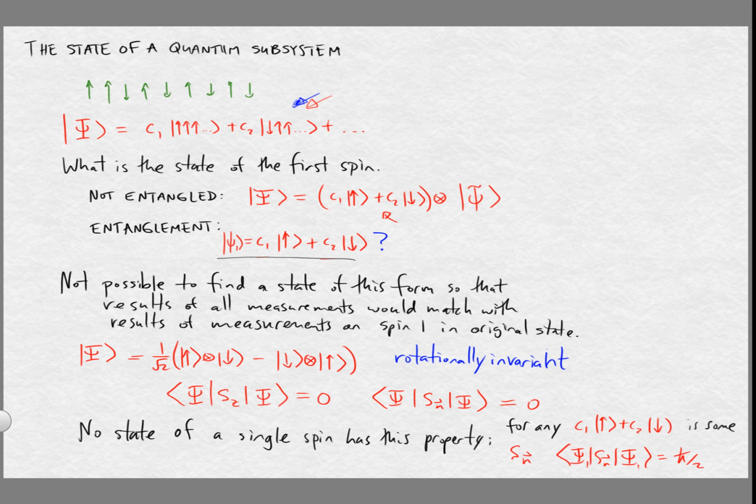So this is just one example of an entangled state where we could think about measuring the first spin in that entangled state in the larger system, and there's no state of a single spin whose measurements would match that. And so in the next video, in order to be able to describe what is the state of this first spin in an entangled state, I need to talk about the idea of an ensemble of quantum states that you might be familiar with from statistical mechanics.